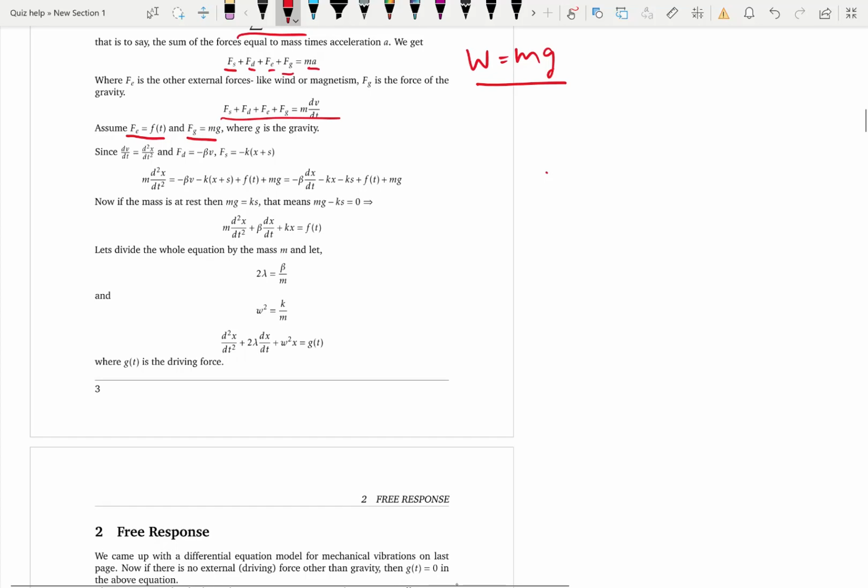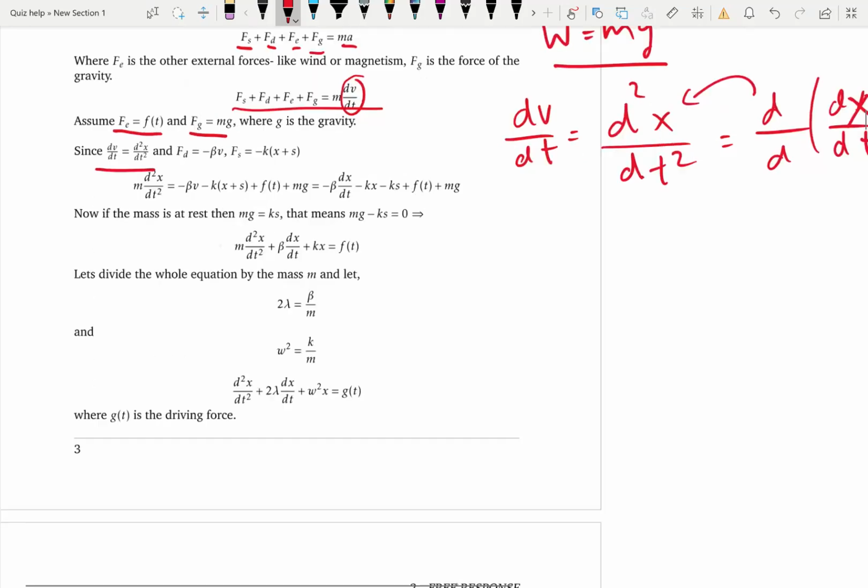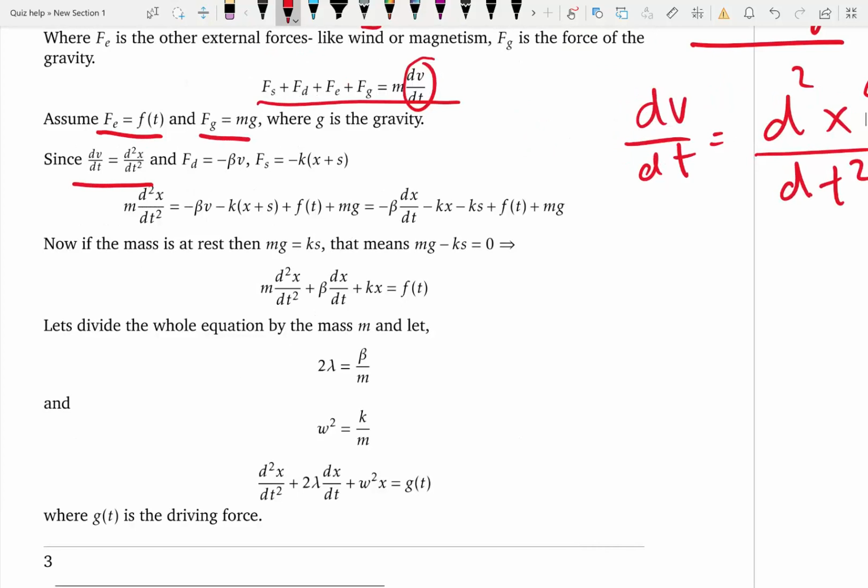Now acceleration is the rate of change of speed. Now what is the rate of change of speed? It is the second derivative of the displacement, right? Because v is the rate of change of displacement. So this is actually the second derivative.